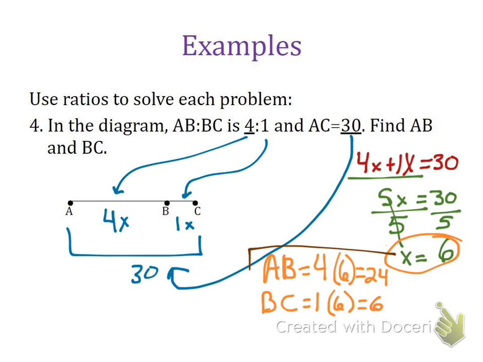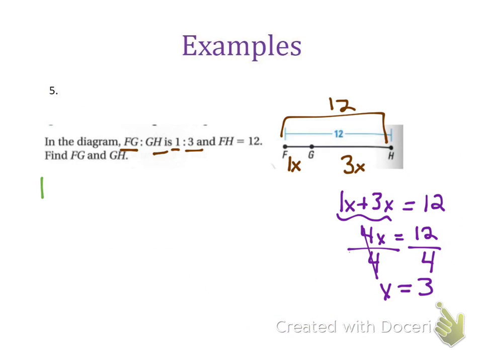And we're going to do another one of those. We need to find FG and GH. So FG is the smaller portion. That's my 1x. So I'm going to do 1 times what? 1 times 3, which equals 3. Good.